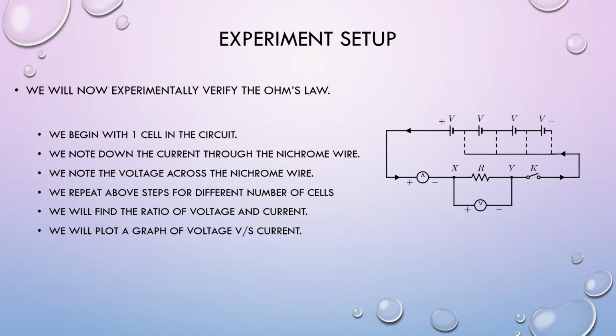We first do this for one cell, and then we repeat the experiment for 2 cells, 3 cells and 4 cells. Once we do that, we will get the voltage across these terminals X and Y and the corresponding value of current flowing through it. Then we will find the ratio of voltage and current, and plot a graph of voltage versus current. This is the experiment.